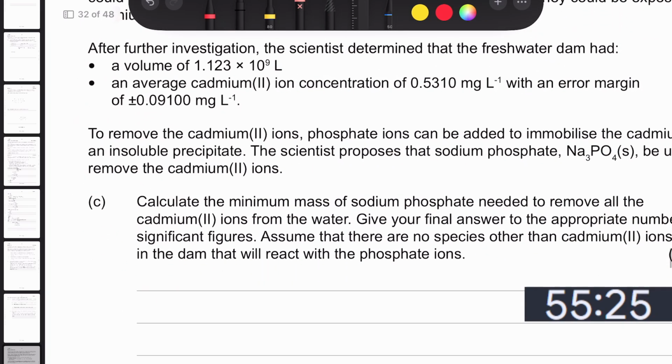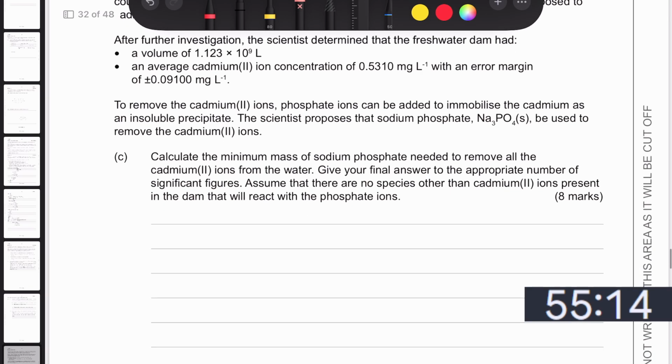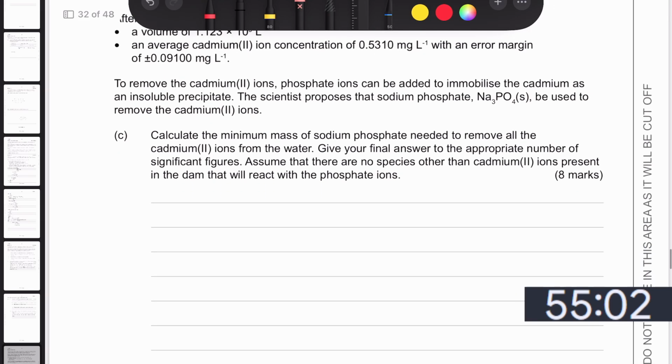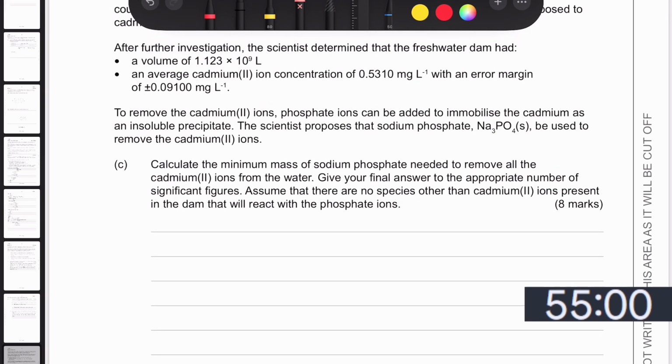After further investigation, the scientists determined that the freshwater dam had a certain volume and average concentration, with an error margin. To remove the cadmium-2 ions, phosphate ions could be added to immobilize the cadmium as an insoluble precipitate. The scientists proposed that sodium phosphate could be used. Calculate the minimum mass of sodium phosphate needed to remove all the cadmium-2 ions from the water, giving a final answer to the appropriate number of significant figures. Assume that there are no species other than cadmium-2 ions present in the dam that react with the phosphate ions.